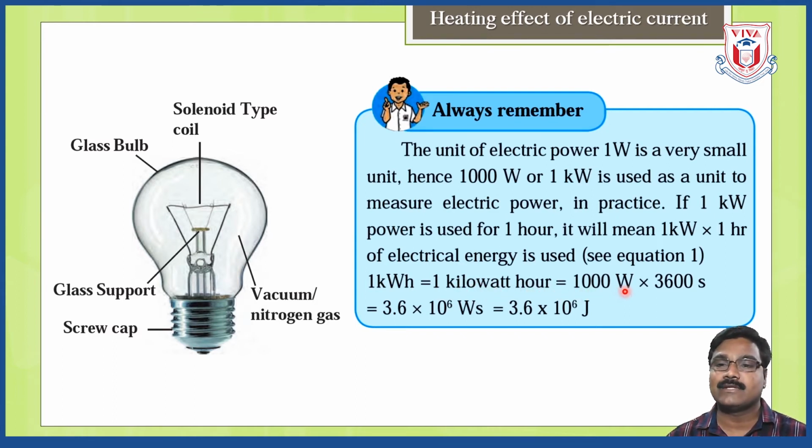1 kilowatt means 1000 watt, and 1 hour means 3600 seconds. Therefore this will equal 3.6 into 10 raised to 6 watt second, which is nothing but 3.6 into 10 raised to 6 joule, and this quantity is nothing but our 1 unit which is written on our electric bill.